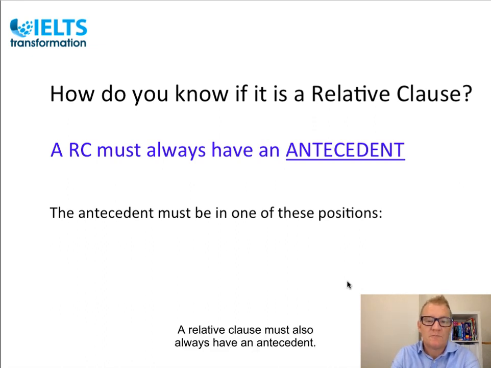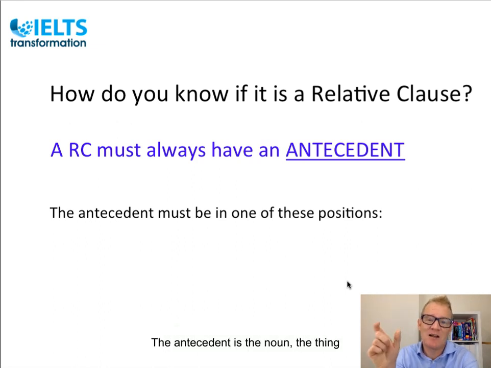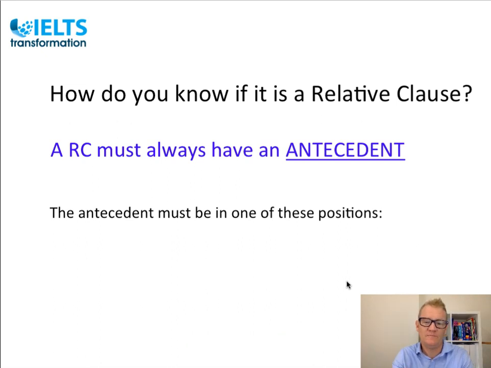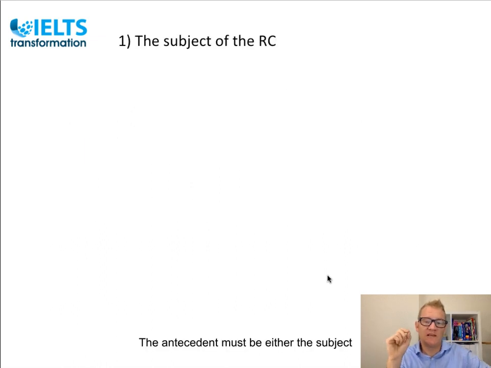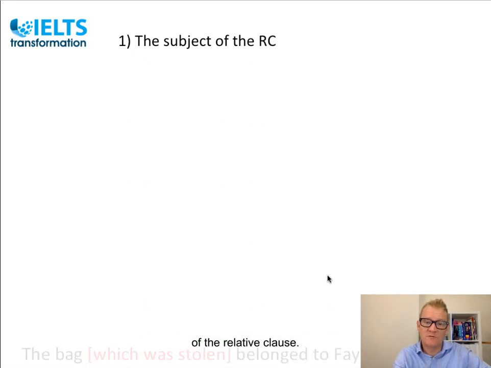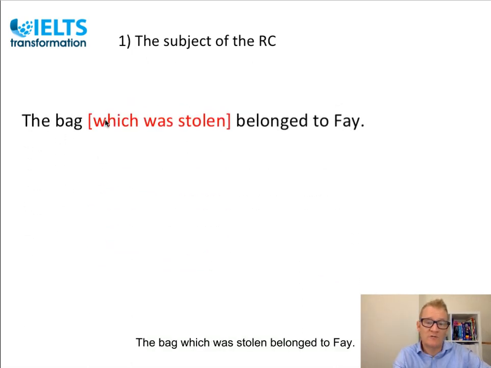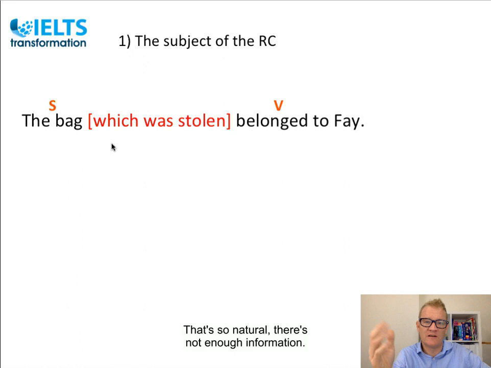A relative clause must also always have an antecedent. The antecedent is the noun, the thing that we are describing. And the antecedent must be in one of these positions. The antecedent must be either the subject of the relative clause. Let's have a look. The bag which was stolen belonged to Faye. So the bag is the subject. The bag belonged to Faye. Which bag? That's unnatural. There's not enough information.